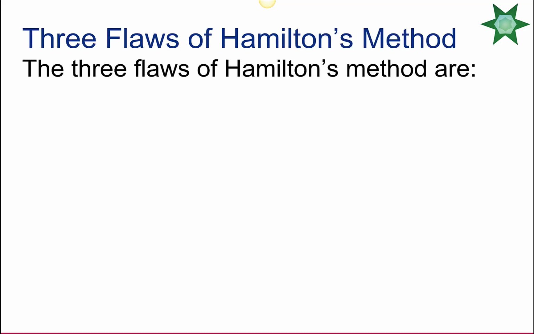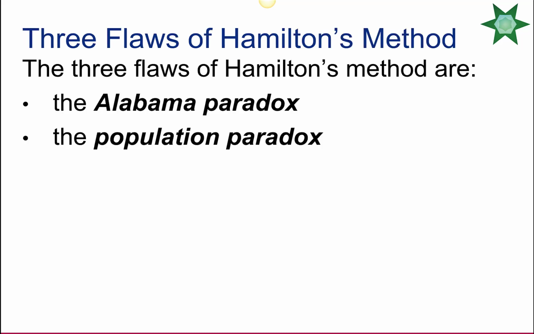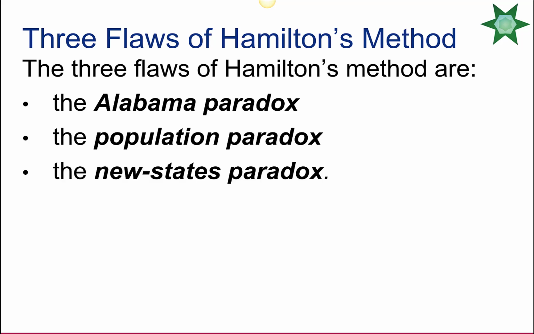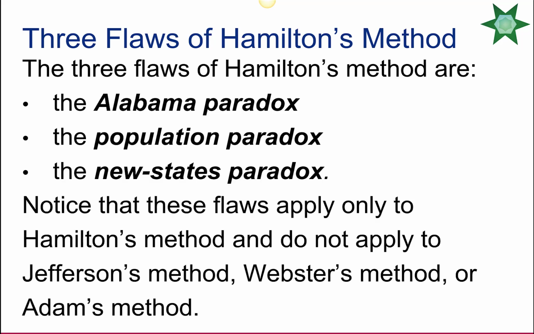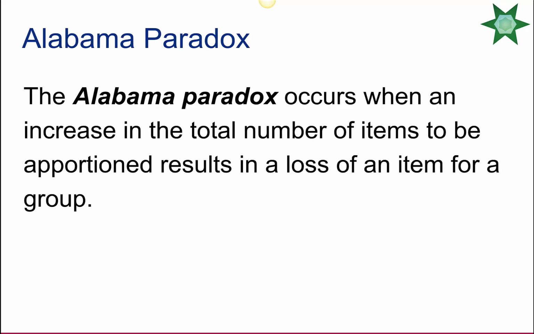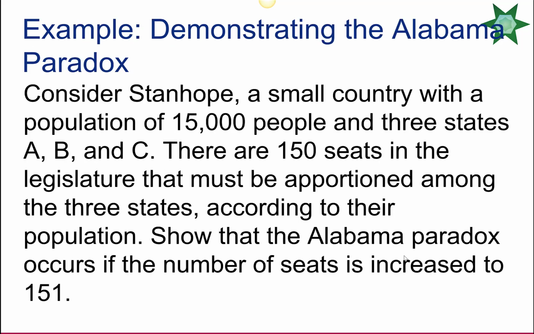There are three flaws of Hamilton's method: the Alabama paradox, the population paradox, and the new states paradox. The flaws apply only to Hamilton's method and do not apply to Jefferson's, Webster's, or Adams' method. The Alabama paradox occurs when an increase in the total number of items to be apportioned results in a loss of an item for a group.